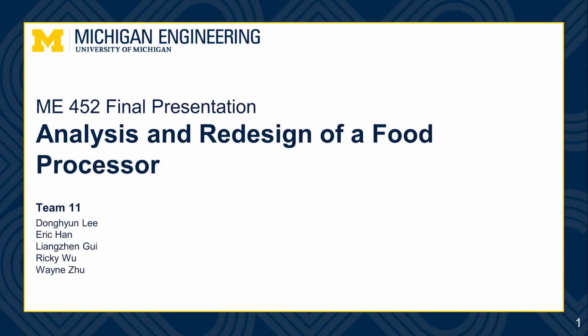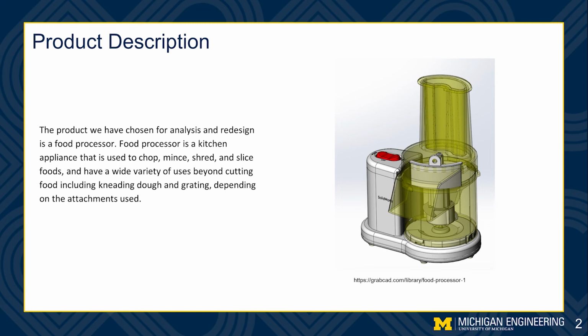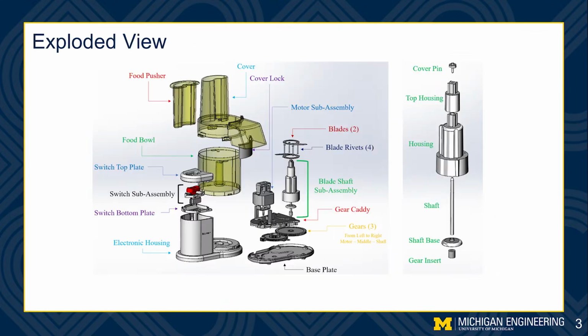Hi, we are Team 11, and our topic is analyze and redesign of a food processor. The product we have chosen is the food processor, which is a kitchen appliance that is used to chop, mince, shred, and slice foods. It also has a wide variety of usage beyond cutting food like kneading dough and grating, using different attachments.